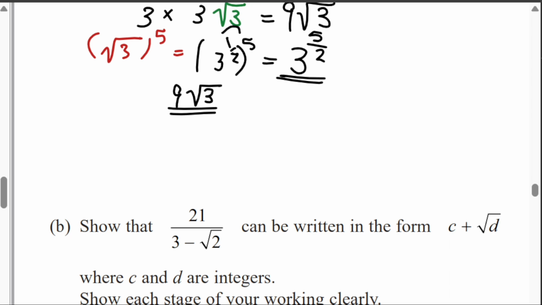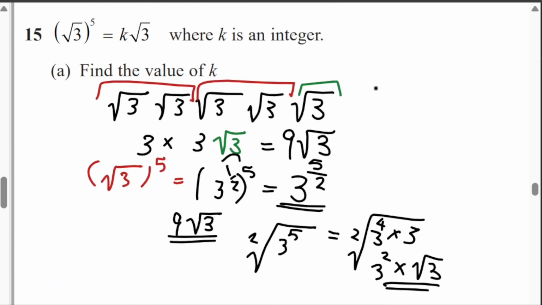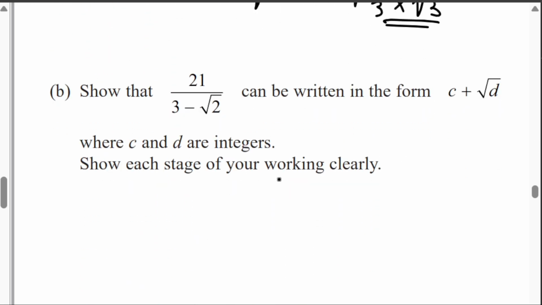If you'd like to do it another way, it's going to be the 5th root of 3 to the power of 5, and then this is the 2nd root of 3 to the power of 4 times 3. 3 to the power of 4 under the square root is 3 squared times root 3, which is also 9 root 3. So there are many different ways. For me, I like this one. It's fun, it's easy, it's just relaxing.